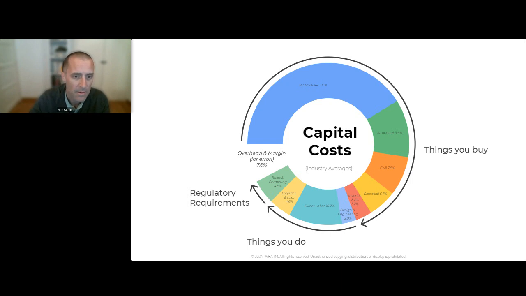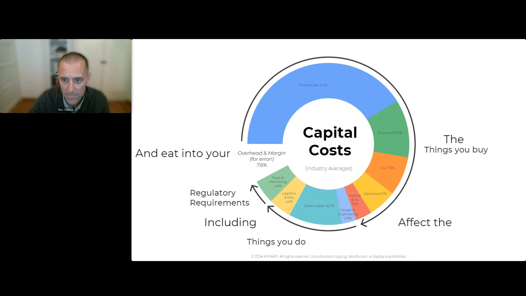To repeat, the things you buy affect the things you do, including the regulatory requirements, and eat into your overhead and margin. There's an obvious knock-on effect here where decisions made upstream affect those downstream and can very quickly burn holes in your pockets if you're not careful. This is one big complex system where all the choices are interconnected.